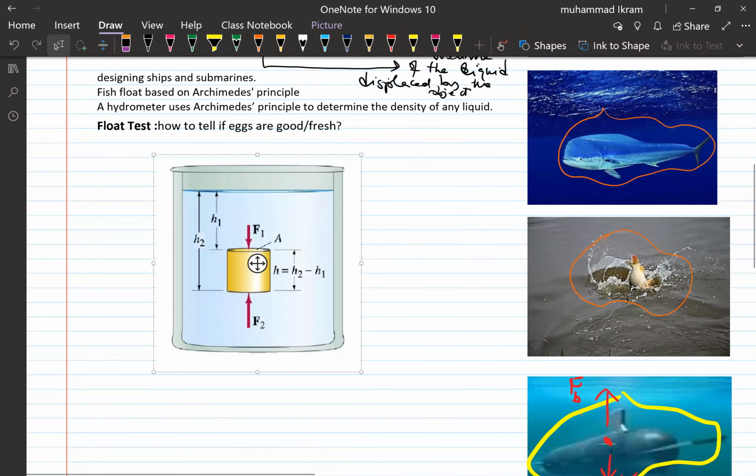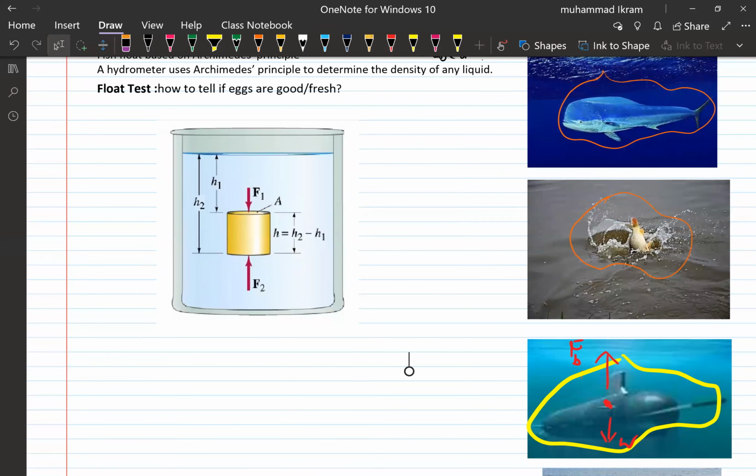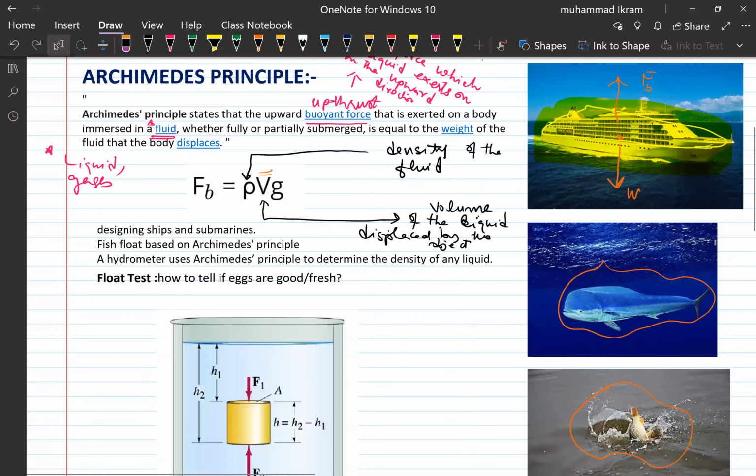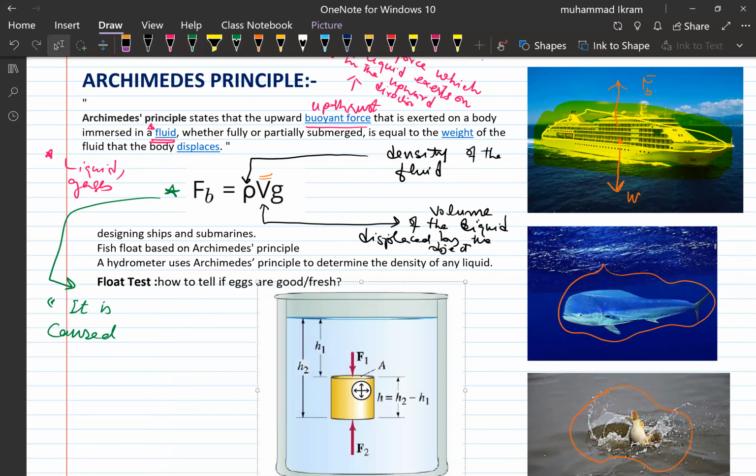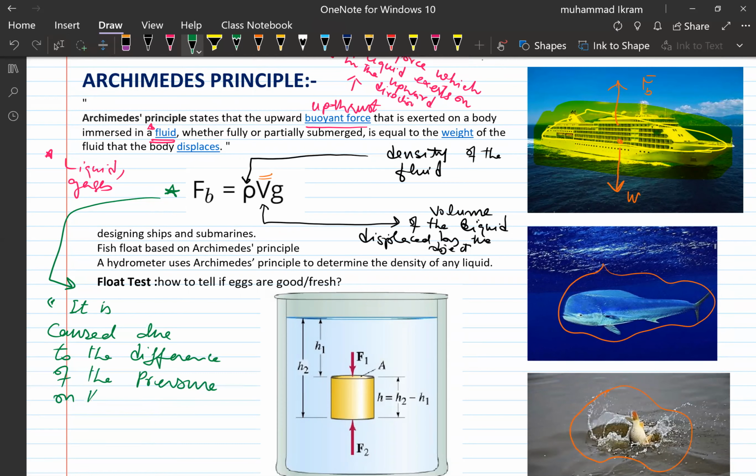Let us derive the Archimedes principle. First of all, I just want to tell you one thing you must remember: what is the reason for this upthrust force? It is caused due to the difference of the pressure on the two surfaces of the object.